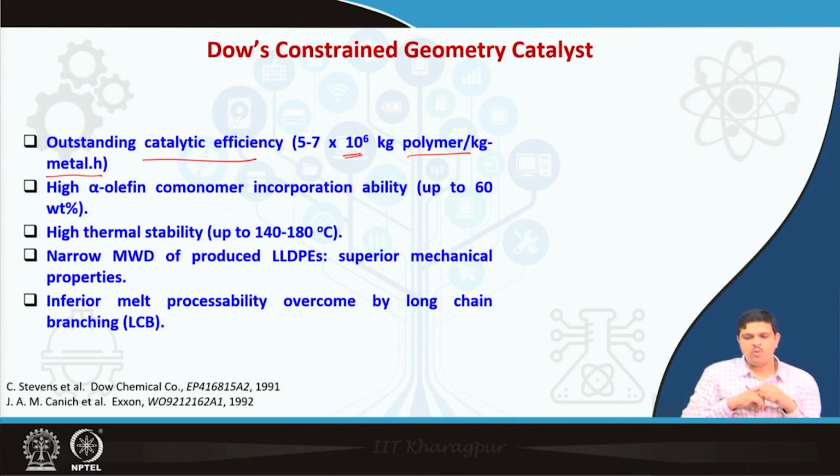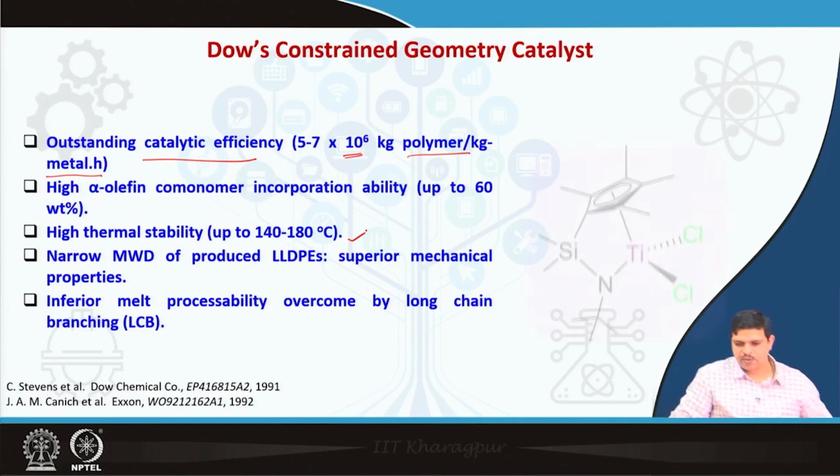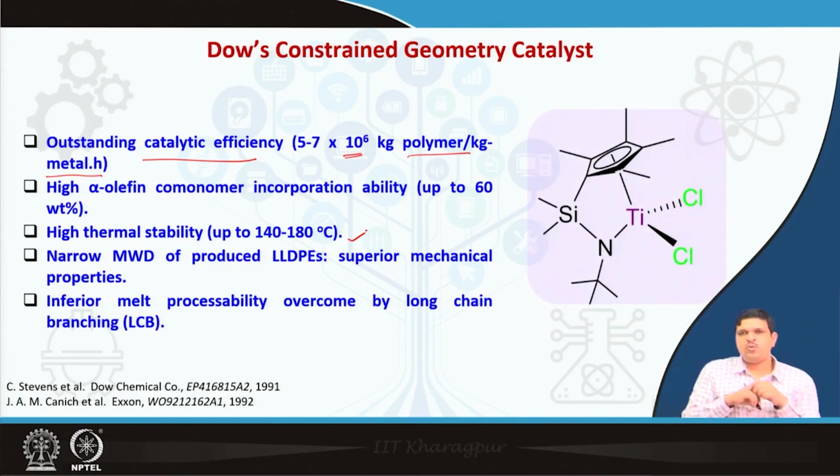High alpha olefin comonomer incorporation, that I told, it can coordinate nicely with longer alpha alkenes, for example hexene, butene, octene or even styrene, okay. Thermal stability is much higher than the other metallocenes, and it is perfect for linear low density polyethylenes because it can nicely copolymerize with other alpha olefins. So, these are quite advantageous, and that's why the industry has accepted it.